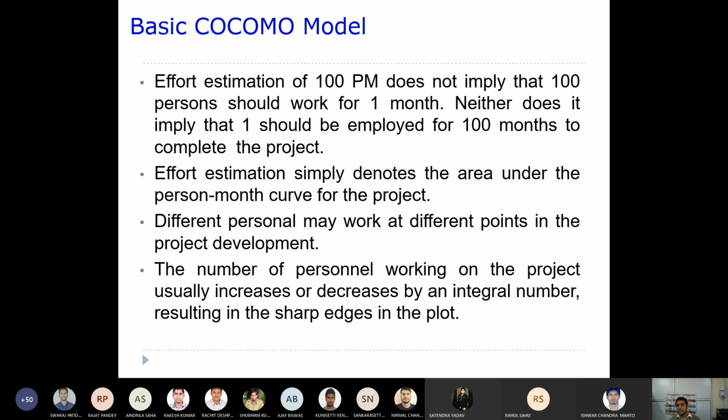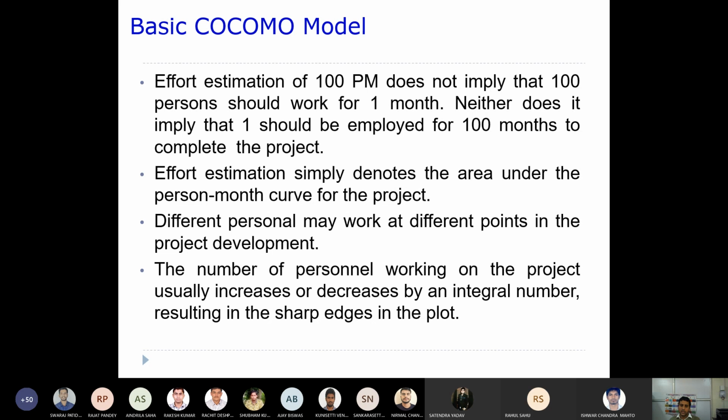The first day one person is employed and he will carry out his activity for 3 months, after which he will not be doing any other activity. Maybe his job is done, so the other person will come in and carry out certain other activities. So at every time instant you have a different number of people, and different durations for them to work. That is the way you need to understand it. Then the area under the curve is going to give you the effort estimation.